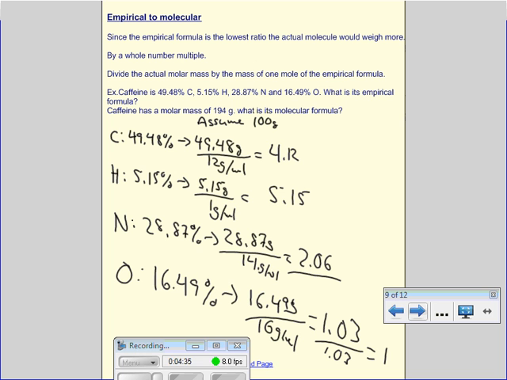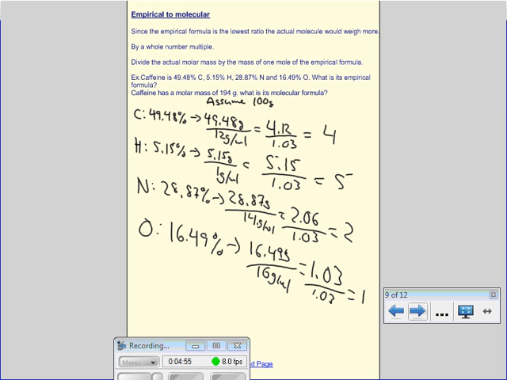Dividing by it gives me 4, 5, 2, 1. So in the end, my empirical formula is C4H5N2O. That gets me halfway there. But I still have to figure out what the molecular formula is, and I have this molar mass here.